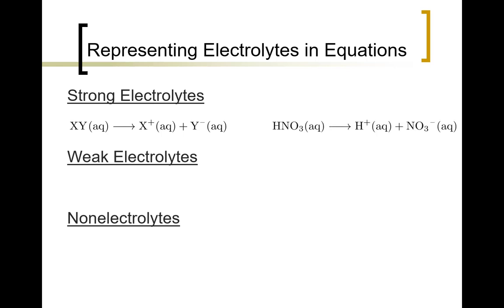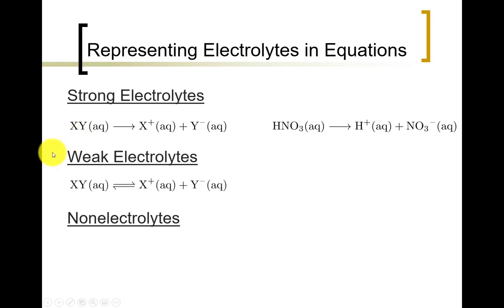For an example, consider nitric acid. Nitric acid is what we're going to call a strong acid. We'll discuss strong acids a little bit more later in the course. It is a strong electrolyte, meaning that the ions in it separate out. So again, notice that you have a regular arrow pointing to the right here, and you have the two ions separated out.